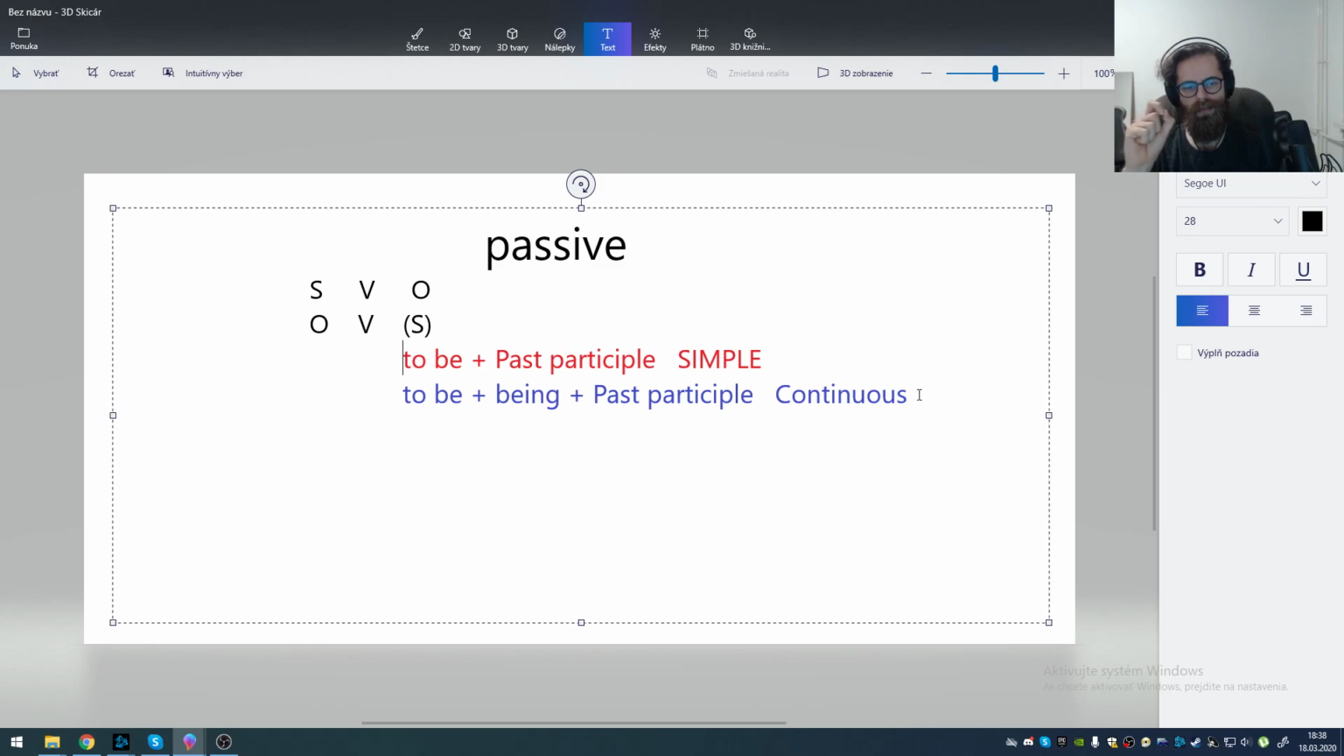Now the important thing is that if you want to change something, the only thing that you can actually change is to be. So I will do it like this. To be is special. You want to change the tense, you change to be. I'm talking about this. This is your normal sentence in active voice. We make cars.